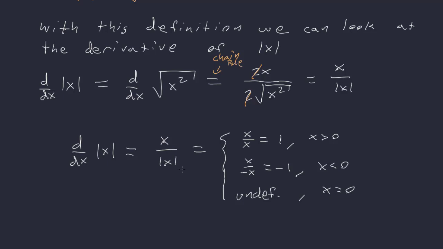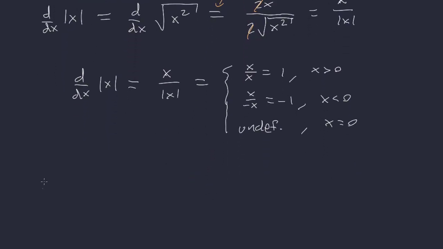Now, why is this helpful? Well, because now, if I want to find, let's say, the derivative with respect to x of sine of the absolute value of x, that's just going to be cosine of the absolute value of x times x over the absolute value of x.